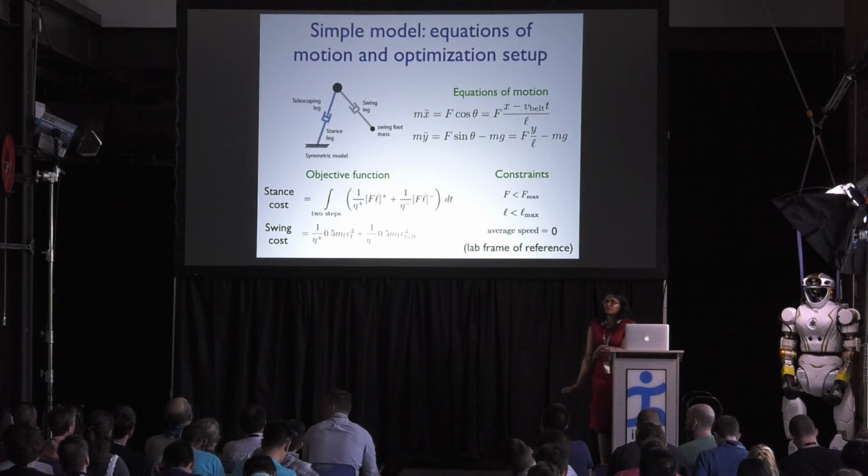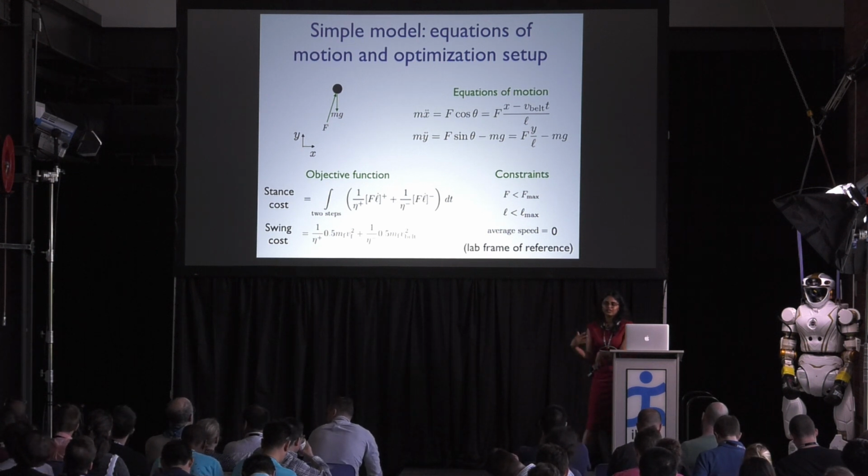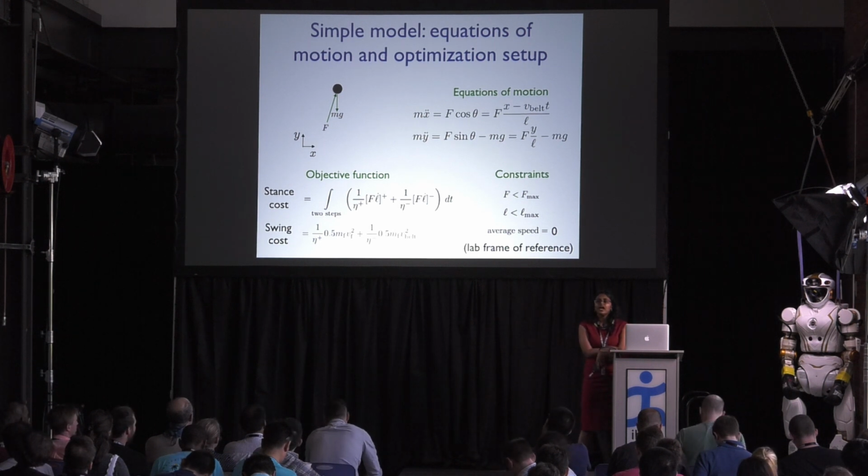So the simple model that we're using here is a point mass telescoping leg model. So you have a point mass and a force that, when your leg is on the ground, can generate an arbitrary force. And the structure of the optimization has the equations of motion, which are written in the lab frame of reference.